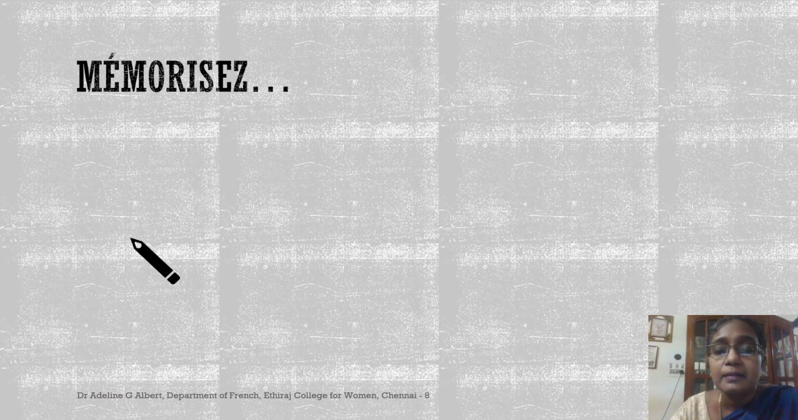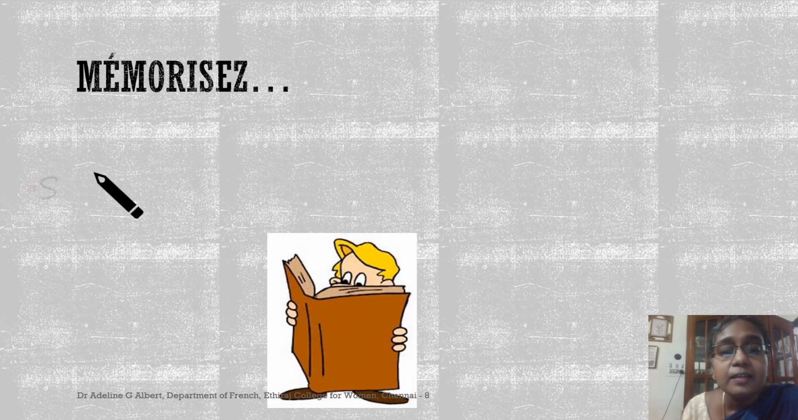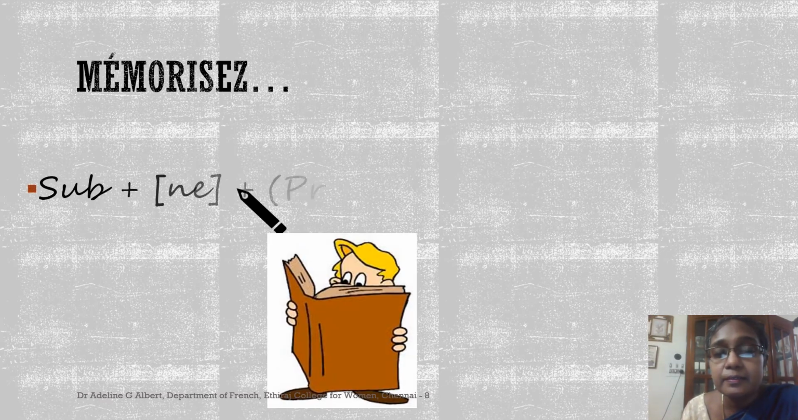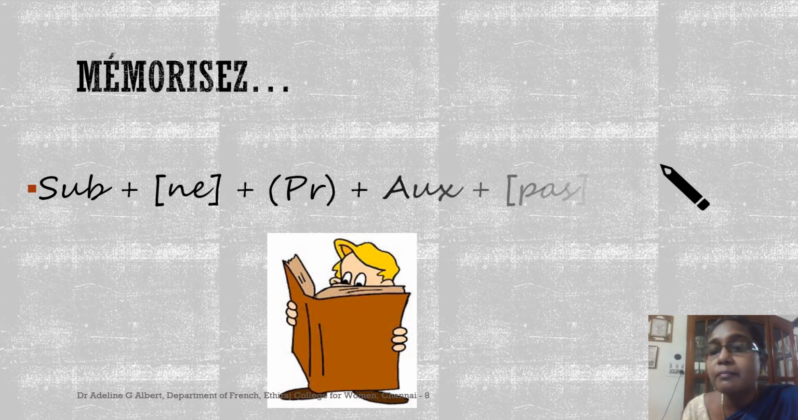Yes, I know some. Okay, so here is your basic structure. Memorize it. What you do not need is given. What is not compulsory is given within brackets, because all your sentences are not negative. All your sentences may not have a pronoun, but what is necessary is your subject, your auxiliary, and your verb. So here's your structure: subject, noun, pronoun, auxiliary, past participle, object.